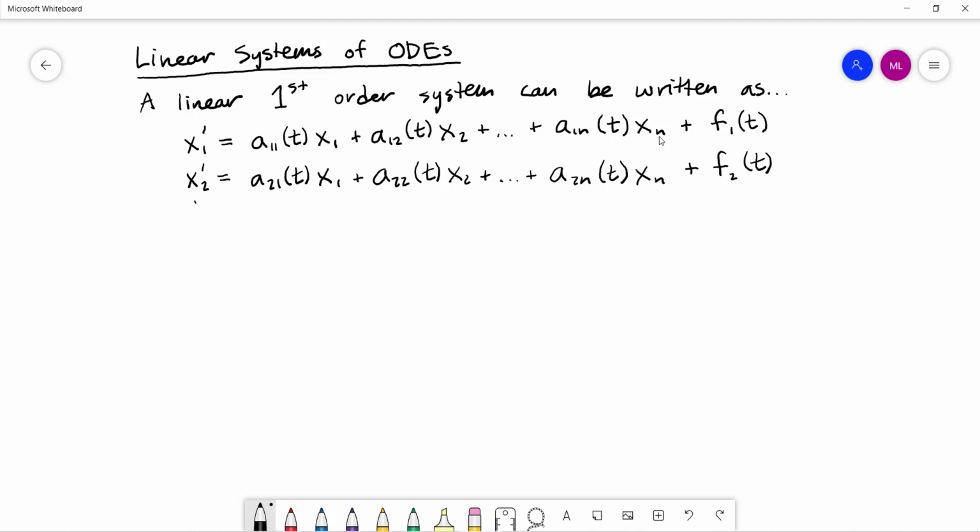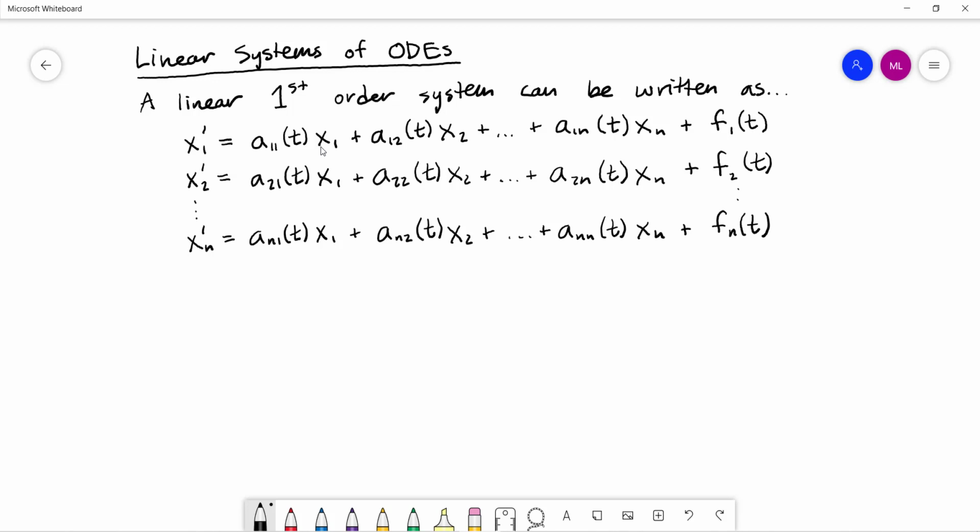And then we're going to have a series of these. If we've got n different functions that we're trying to solve for, x1, x2, all the way up to xn, we're going to need n total equations to solve for those. So we'll have one all the way down to xn prime. And it will look like this, with another non-homogeneous term. All of these, imagine the dots kind of going down to make this list. And the point is, we have n total equations.